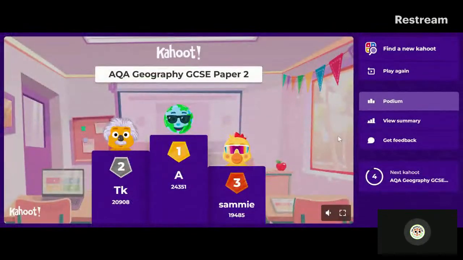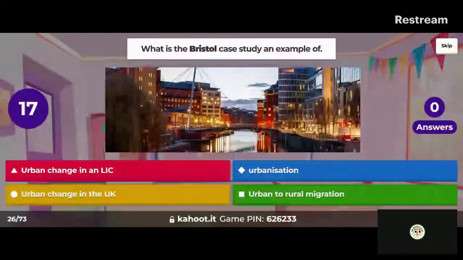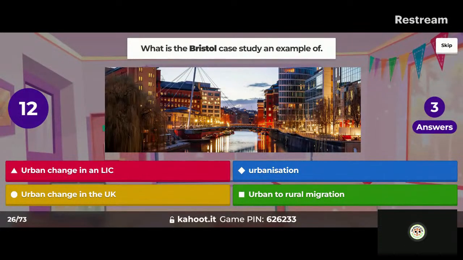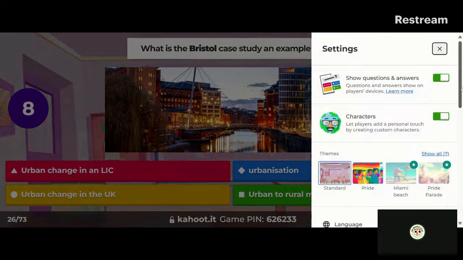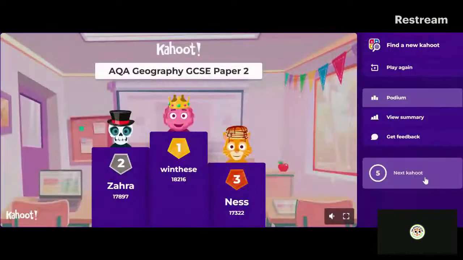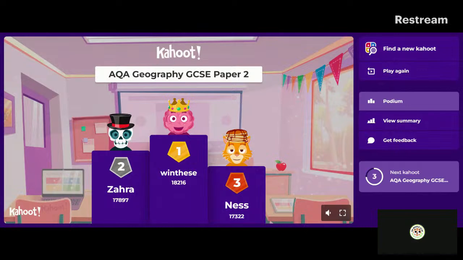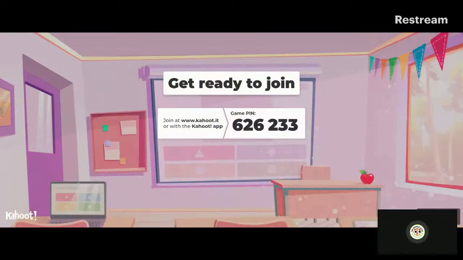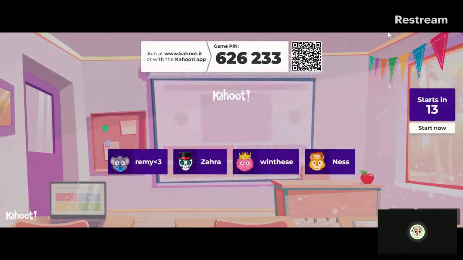First place A, second place TK, third place Sammy. Well done to you 3 and everybody else, of course. Don't worry, I'm going to end everybody's games eventually. We're getting through them. First place Winthys, second Zara, and I couldn't see the third. It went away too quickly.